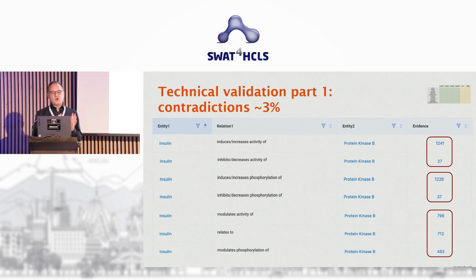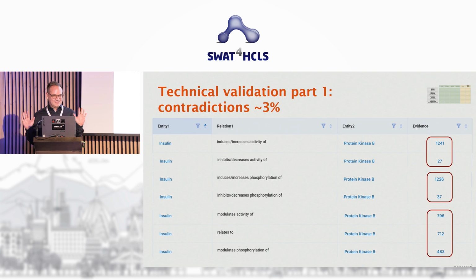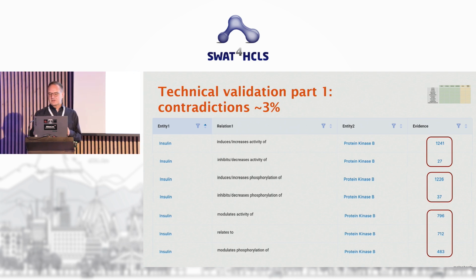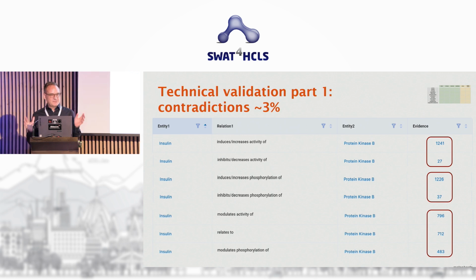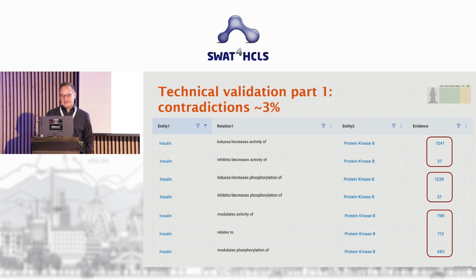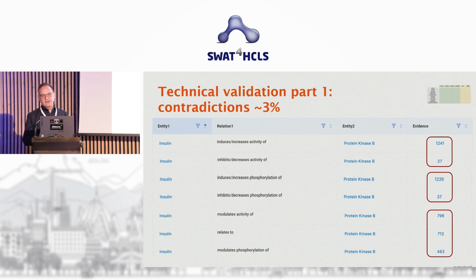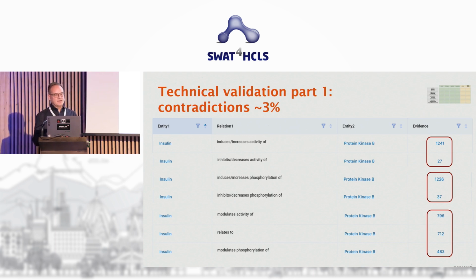And you can see here, overall and over the whole database, we have a 3% level of contradictions, which is, for us, an amazing result. And you can see here also some examples. If you look at the lower part, you can see also that we find a lot of documents, 796, where the language model has identified "modulates activity of". This is a more, not so clearly defined, is it up or down, and even "relates to", we find a lot of examples. So this is how we get this level of contradictions to a very, very low level.